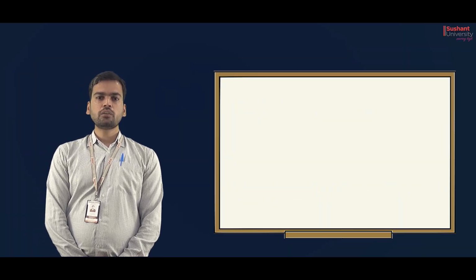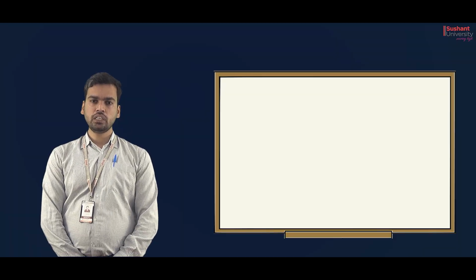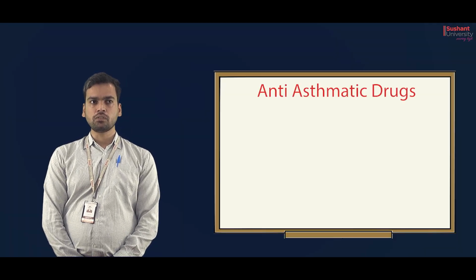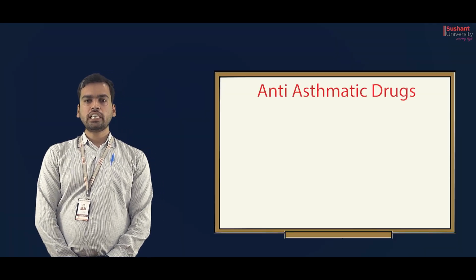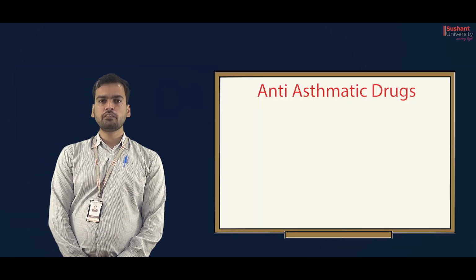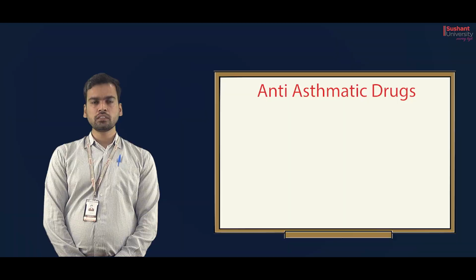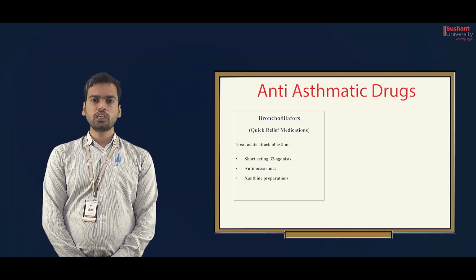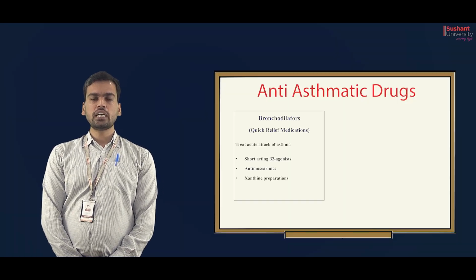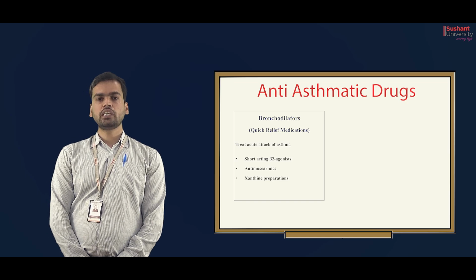We will be able to determine that cough is the main symptom of any asthmatic patient also. Now, when we are talking about the anti-asthmatic drugs, they are basically divided into two basic categories. The first one is known as the bronchodilators. They are known as the quick relief medications. They are the drug of choice when we are talking about the treatment of asthma.